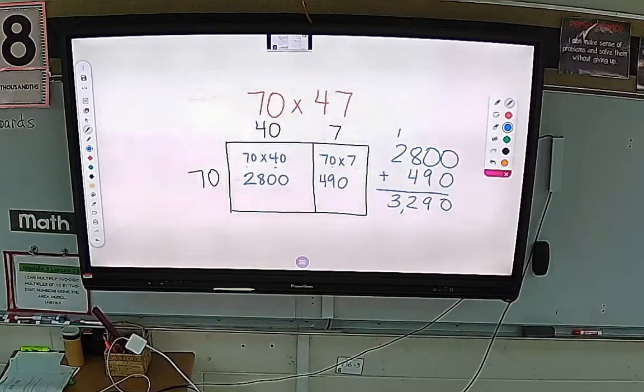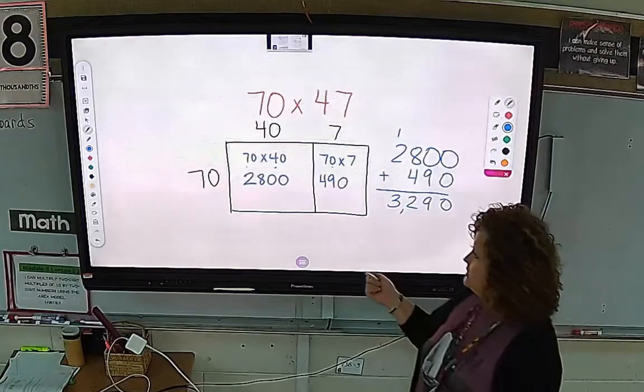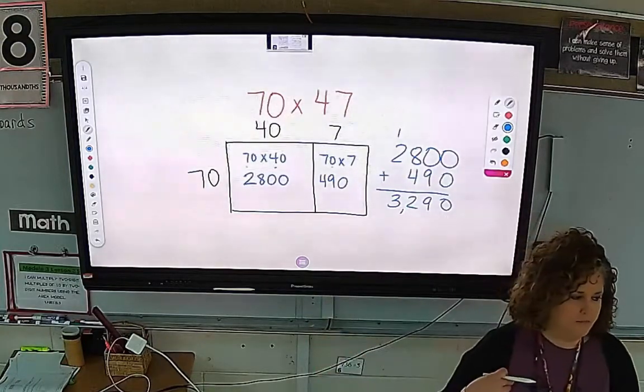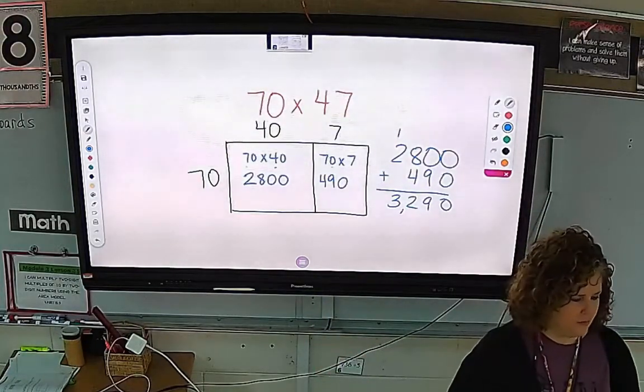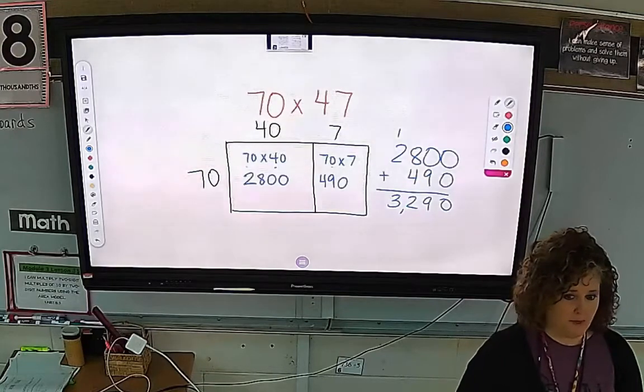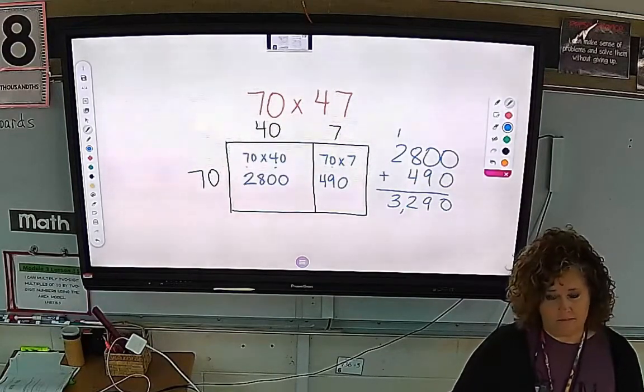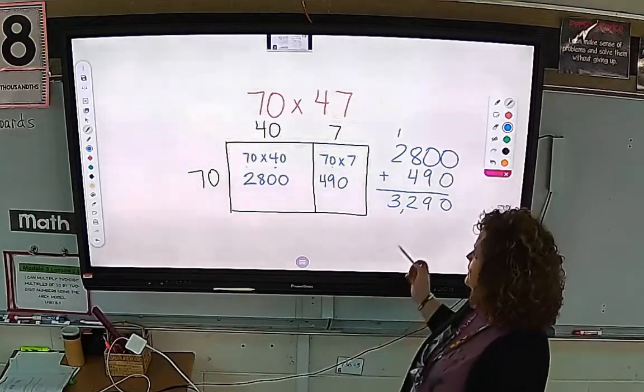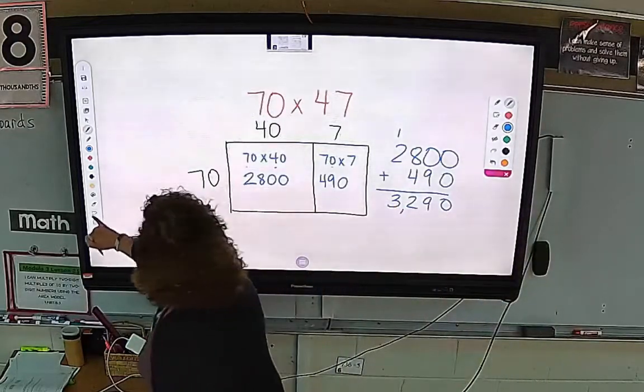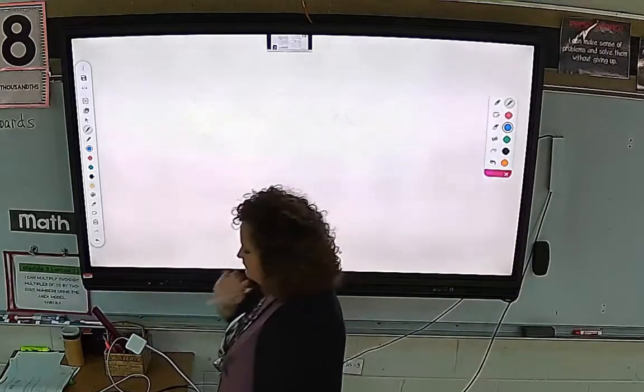Okay. As we move along and we learn different ways of doing multiplication with numbers this big, if you like this strategy the best, it's definitely something you can hold on to and use. Might not be the fastest one we ever do, but if it's getting you the right answer and it's the one you understand, there's nothing wrong with using it. All right, let's do one more, and then I think we're ready to fly a little bit.